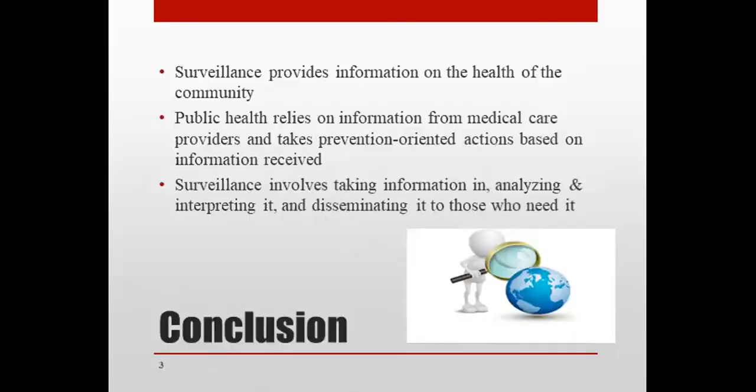us to calculate incidence and prevalence rate. Conclusion: surveillance provides information on the health status of the community. Public health relies on information from medical care providers and takes prevention-oriented action based on the information received. Surveillance involves taking information in, analyzing and interpreting it, and disseminating it to those who need it.